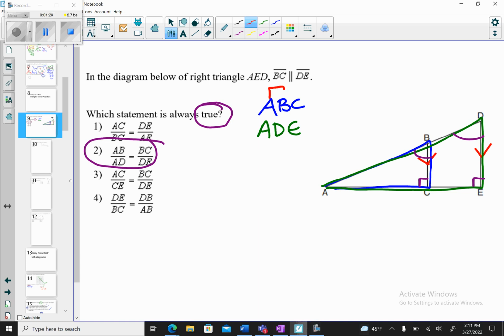AB over AD, they correspond to each other, is equal to BC over DE. That is correct. None of the other proportions line up correctly. So for these types of questions, please make sure you line up your letters and see if the lines correspond to one another.